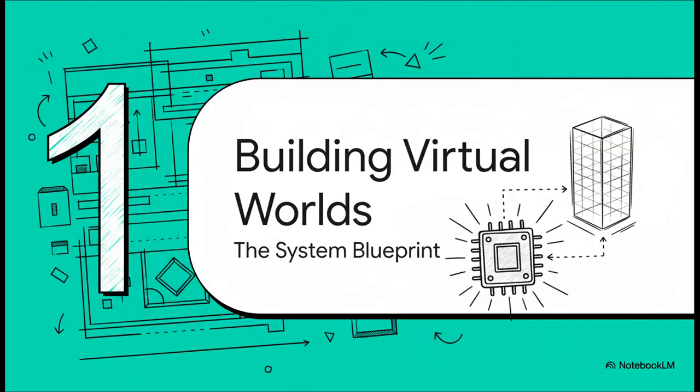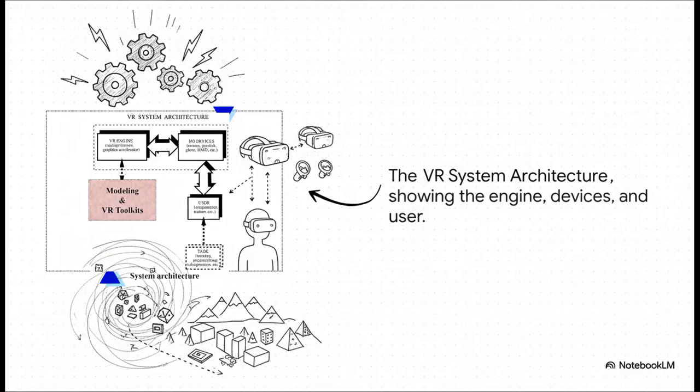Okay, so to understand how to build anything, you've got to look at the blueprint first, right? And for virtual reality, that means getting a handle on the system's architecture. Here's the big picture. You've got the VR engine. That's the powerhouse doing all the heavy lifting with the graphics. You've got your I/O devices, so think your headset, your controllers. That's what connects you, the user, to the whole system.